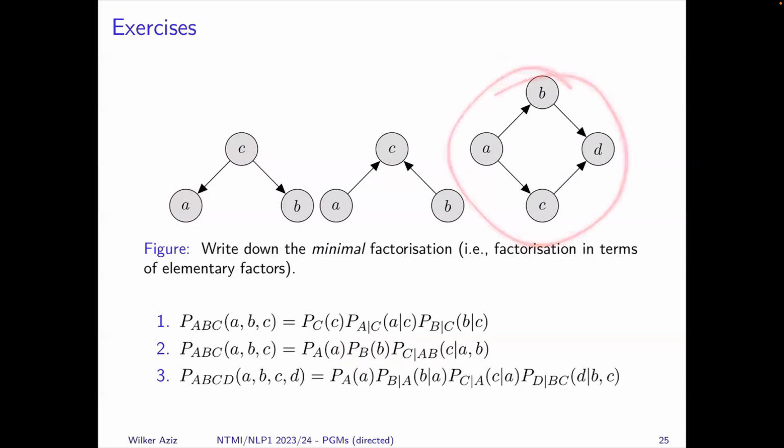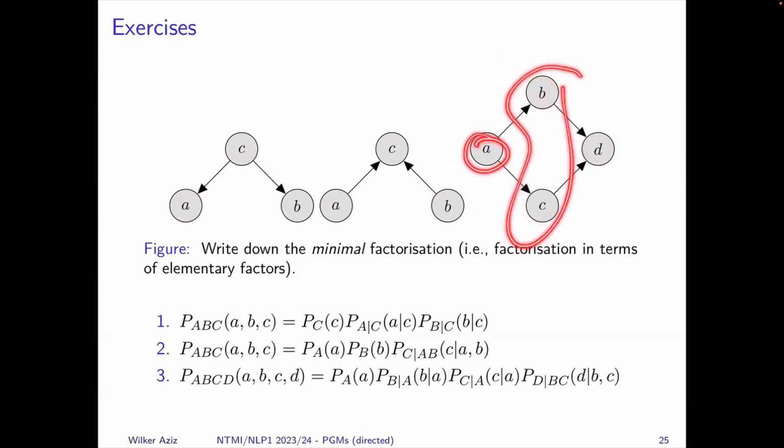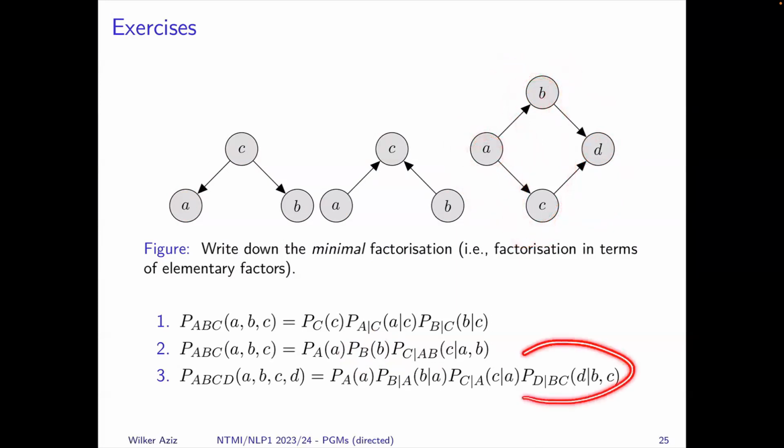And then you can figure out this one. Maybe I can do one. Non-descendants A, given, well, let's get a more interesting one. D. Non-descendants is A, B, C. Parents is B and C. So it's going to be independent of A given B and C. And we should have a factor like that. Yes. D is no longer dependent on A because we have access to B and C.